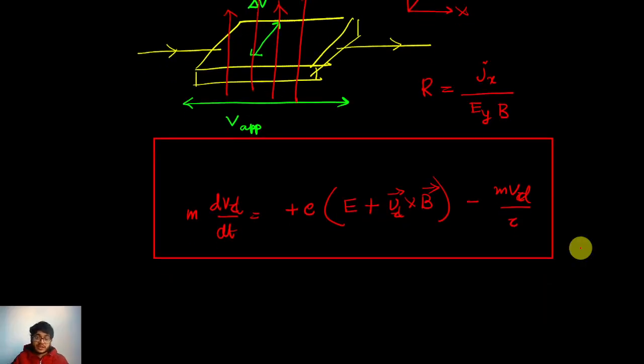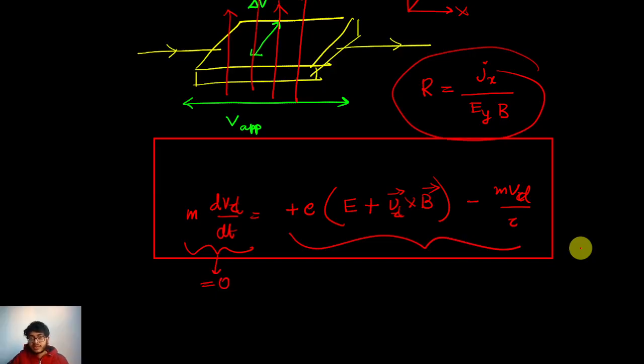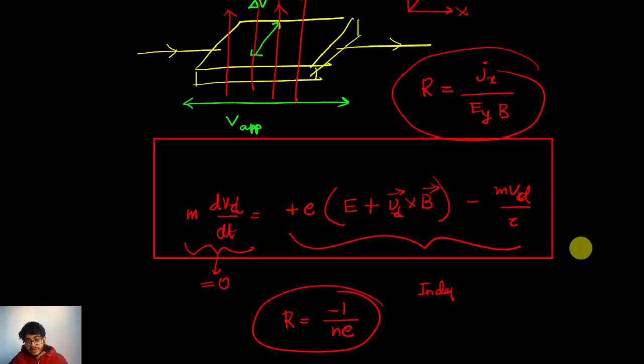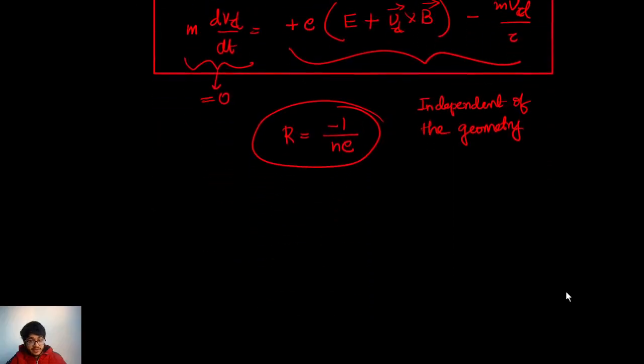And if we do the same thing, we make it 0, and then from this equation we calculate this R, then what we get is this. So the key point here is that it is independent of the geometry. It only depends on the number density of electrons and the charge. Okay, so is this good enough? Yes.